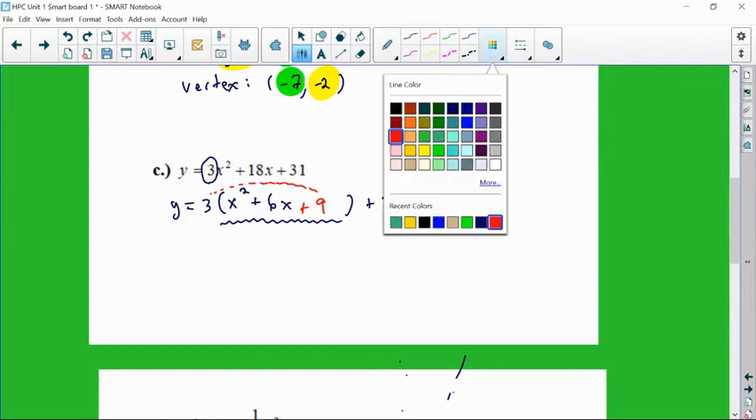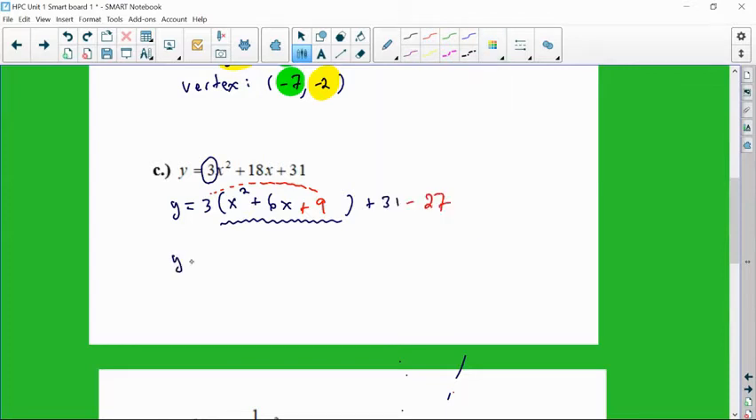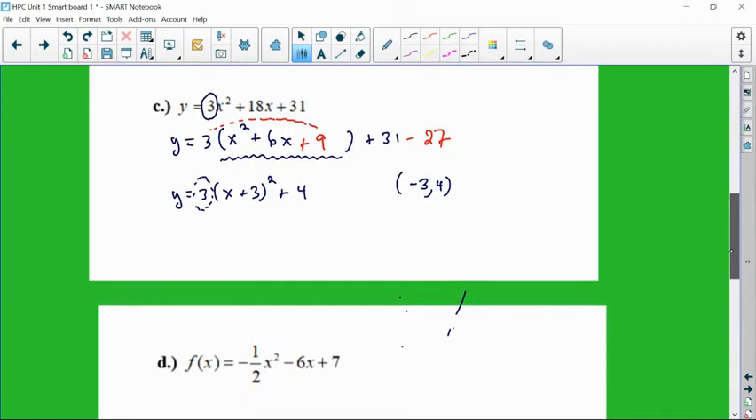So then I can go ahead and say, okay, so that's y equals 3 times (x plus 3) squared, and then 31 minus 27 is 4. So my vertex is negative 3, comma 4. And again, this coefficient of 3 just means that the rate of increase is 3 times greater, making our parabola 3 times skinnier. And I know skinnier is not really a mathematical term. Maybe we could talk about it being vertically stretched, horizontally compressed.